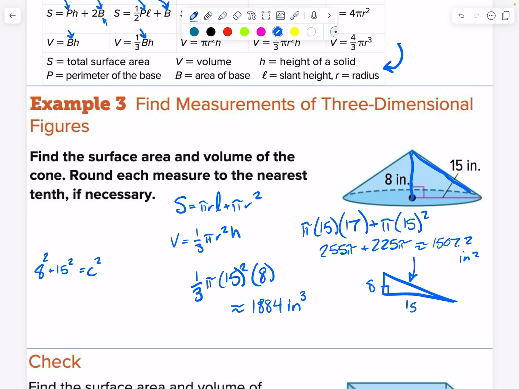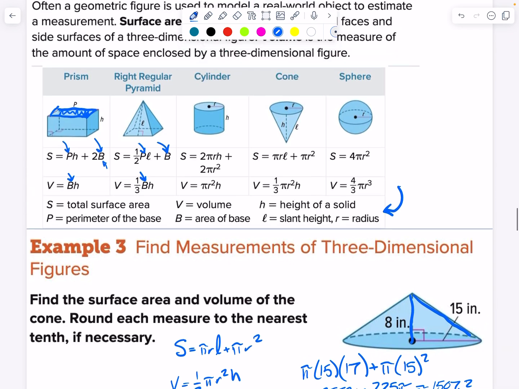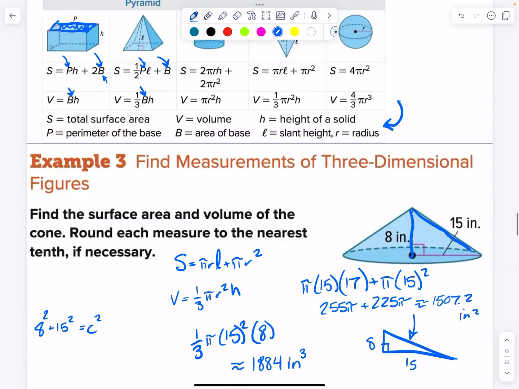Okay, so again, lots of just plugging in and calculating. Most of this is stuff we've seen before. The cone, cylinder, and sphere are actually easier because, as you notice, there's no capital letters in the formula.